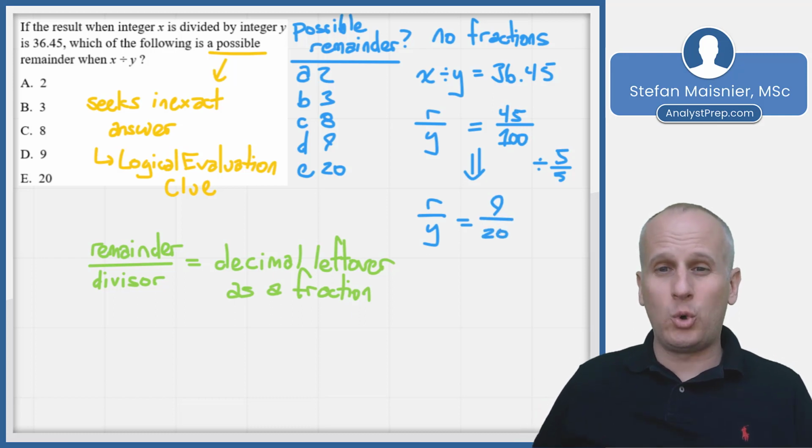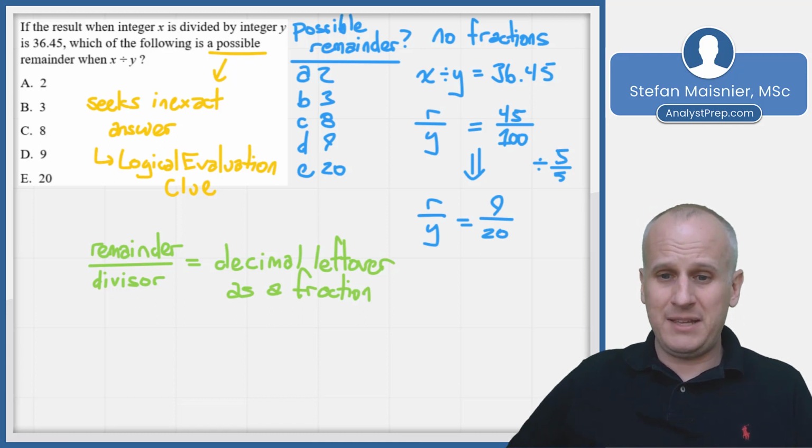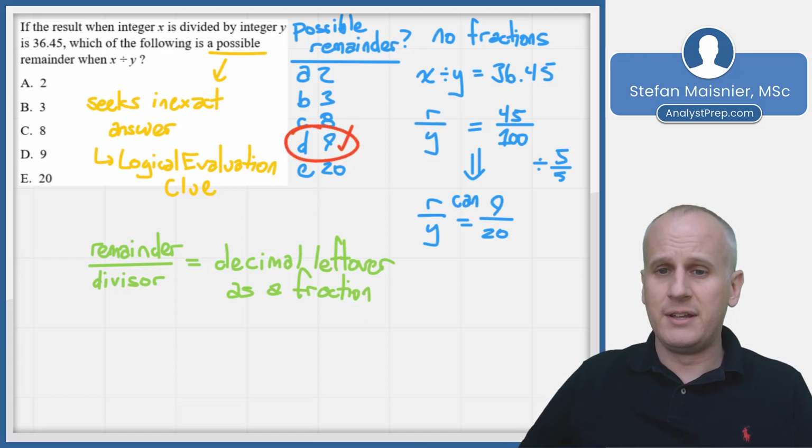And we know that all remainders have to be integers. You can't have a non-integer remainder. So that means that r can equal 9. And if we go up to our answer choices, well, there's our answer. It's 9, and nothing less than 9 is going to work because any other equivalent proportion would require a non-integer to be involved. And we know both the divisor and the remainder have to be integers.